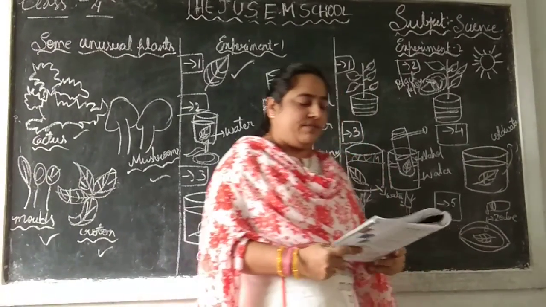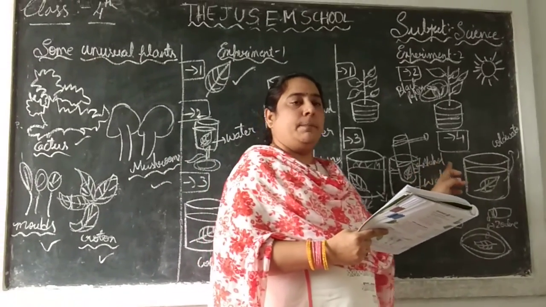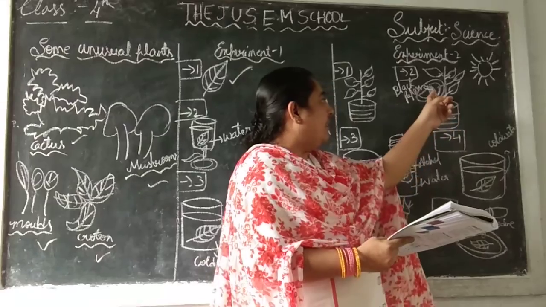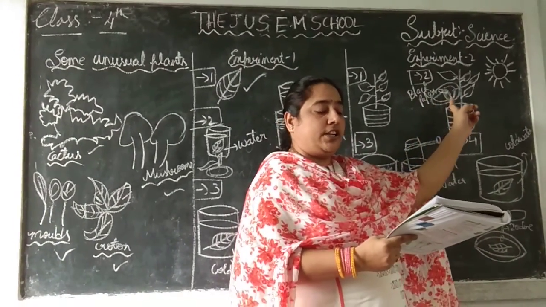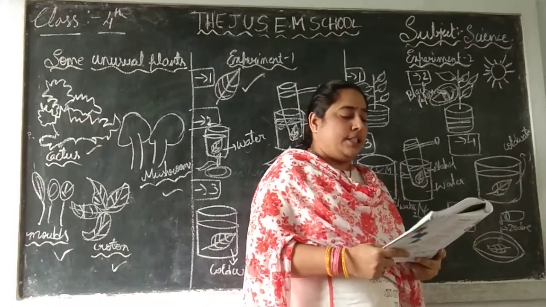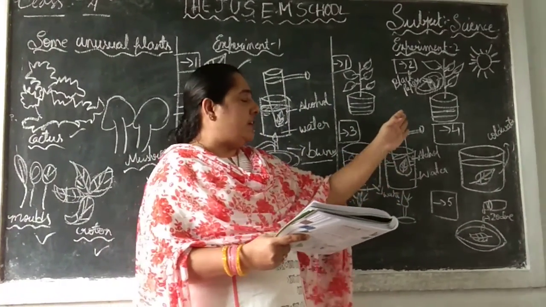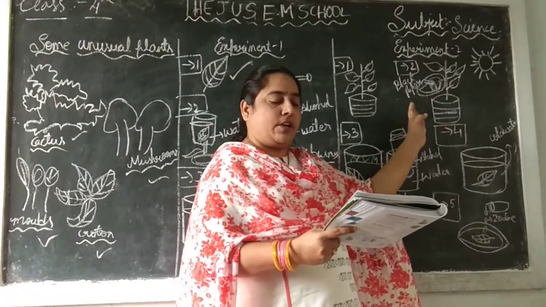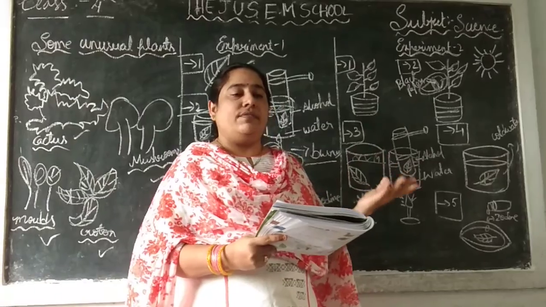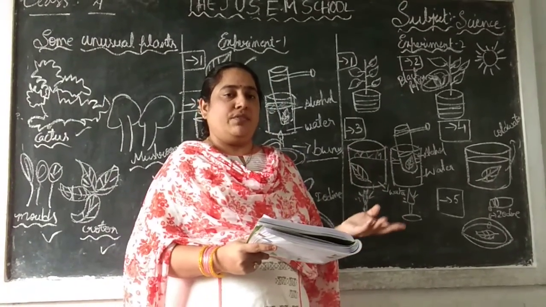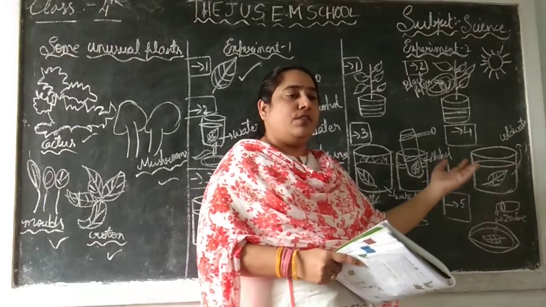The part of the leaf that was covered with black paper does not turn blue-black. This part of the leaf does not contain starch because it did not get any sunlight. So sunlight is needed for photosynthesis. What conclusion have we got? Surely, sunlight is needed for photosynthesis.